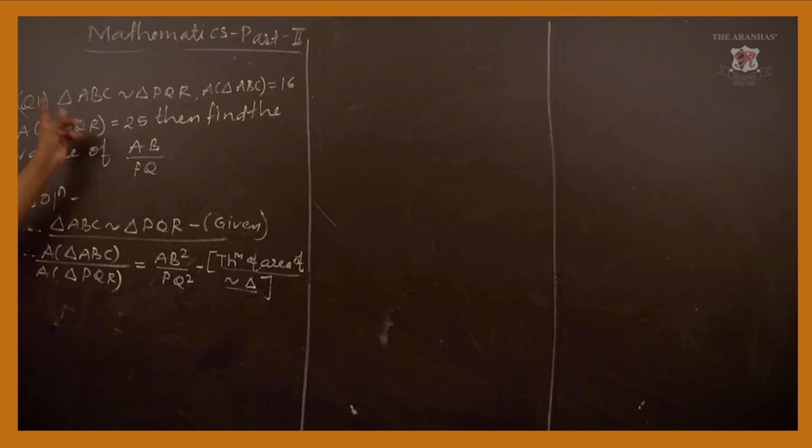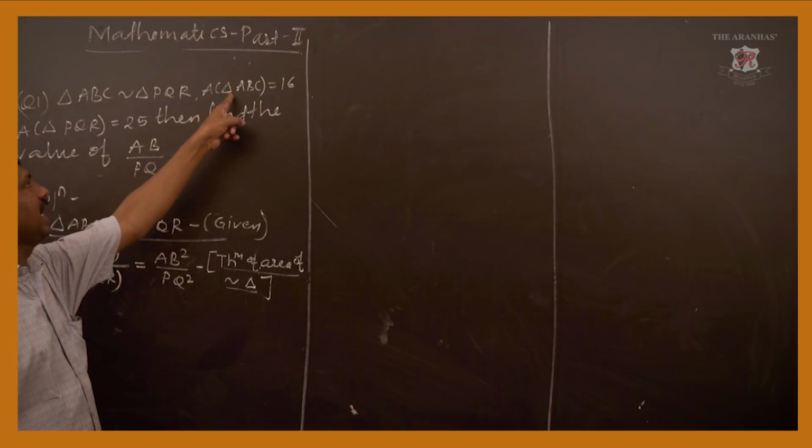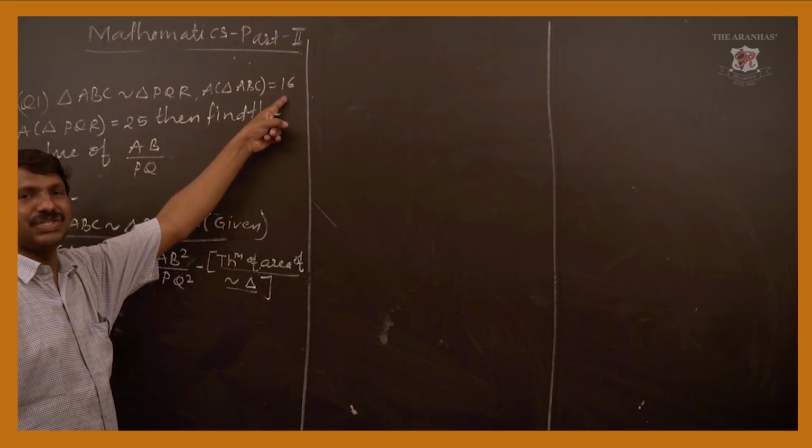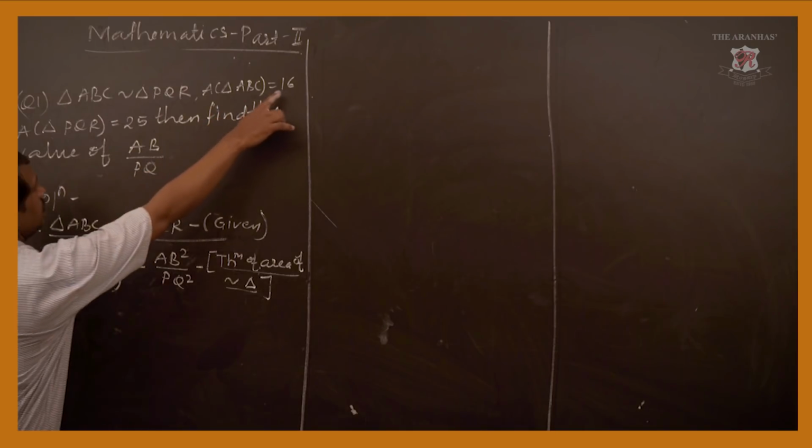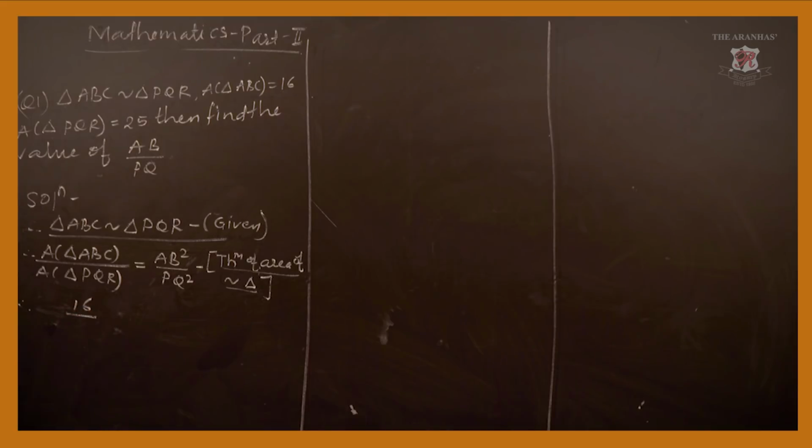Time to substitute the values. Let's see what values are there. They gave us the direct value of area of triangle ABC, which is 16, and the area of triangle PQR is 25. So we have this ratio: area of triangle ABC upon area of triangle PQR equals AB square upon PQ square. Substituting, 16 upon 25 equals AB square upon PQ square, which is not given, so we write it as it is.